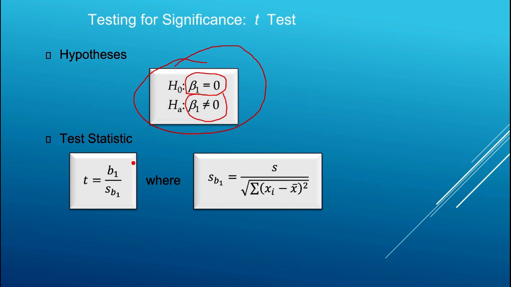So with that null and alternative hypothesis, we of course need a test statistic. That test statistic is based on the sampling distribution of B1, our sample estimate of beta 1. Remember, beta 1 is a parameter. It's fixed. It's not a random variable. But B1 is a random variable, and it has a sampling distribution.